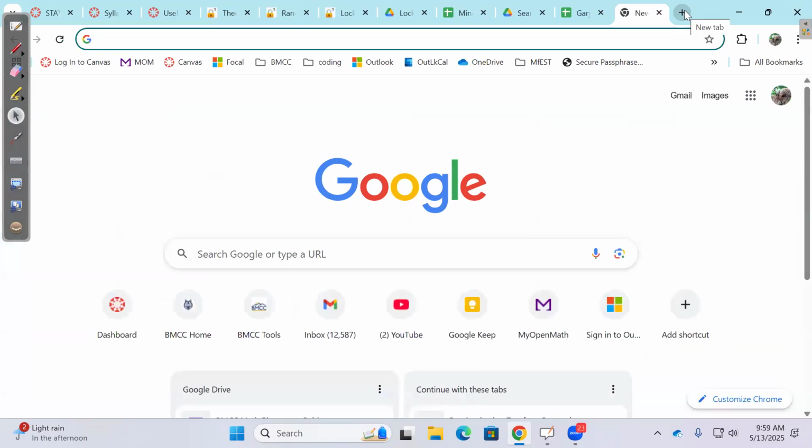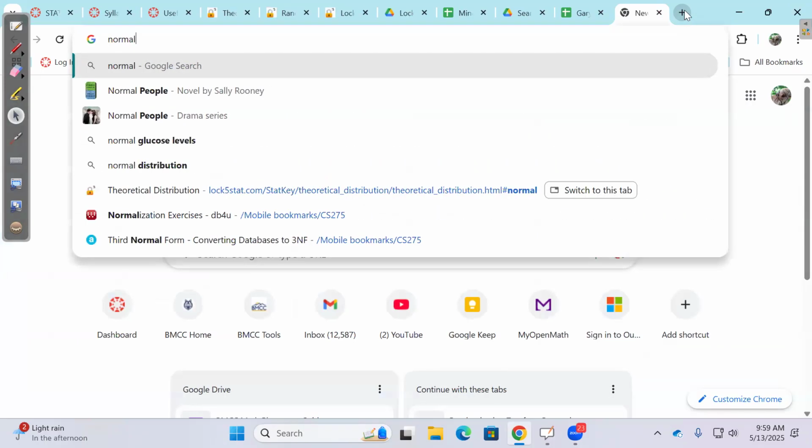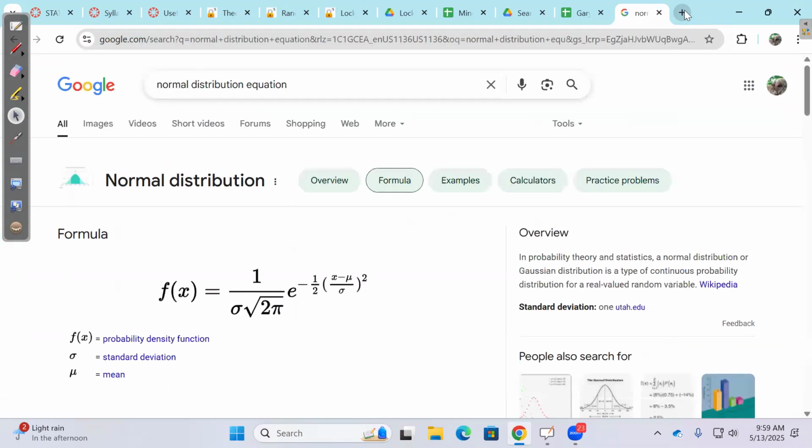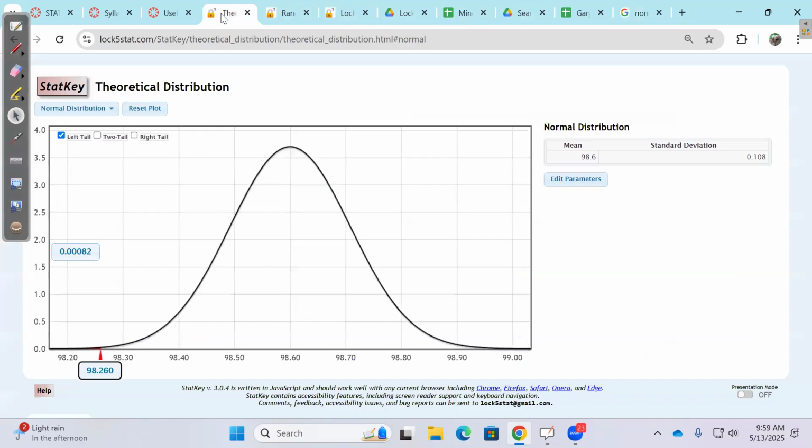Let's look for normal distribution equation. That's the equation for a normal distribution. So StatKey does some calculation based on that right there. I don't care about the details. If you take like a second or third course on statistics, you might get into the theoretical details of that equation. We have this beautiful graphical calculator that just deals with it for us there. It's nice.